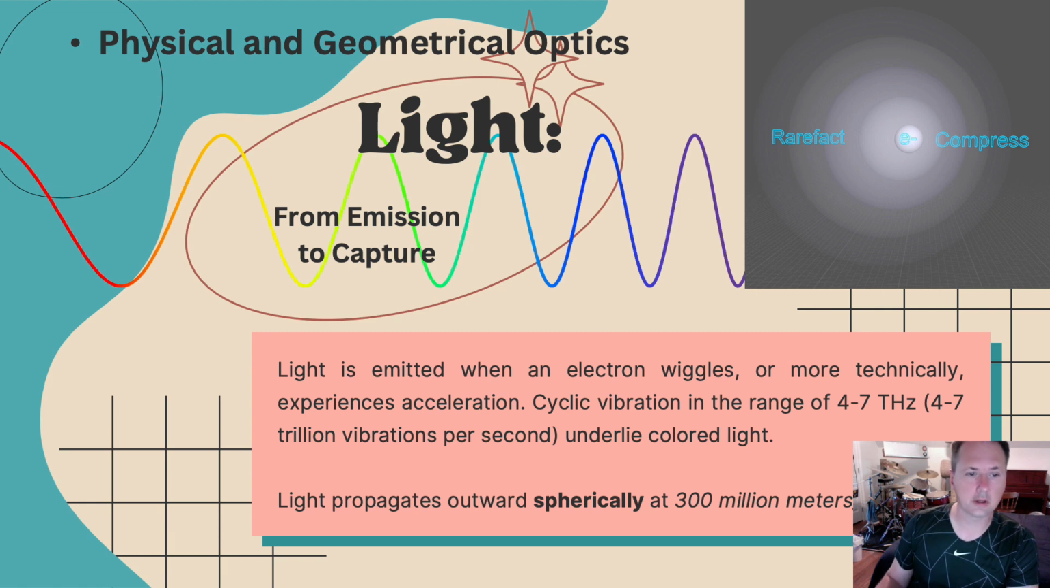And here at the top, you can see an electron, and it's moving this way, causing a compression in the electric field and a rarefaction on this side, and then it will vibrate back the other direction, cause compression there, rarefaction here, and then the disturbance gets propagated outwards at the speed of light.